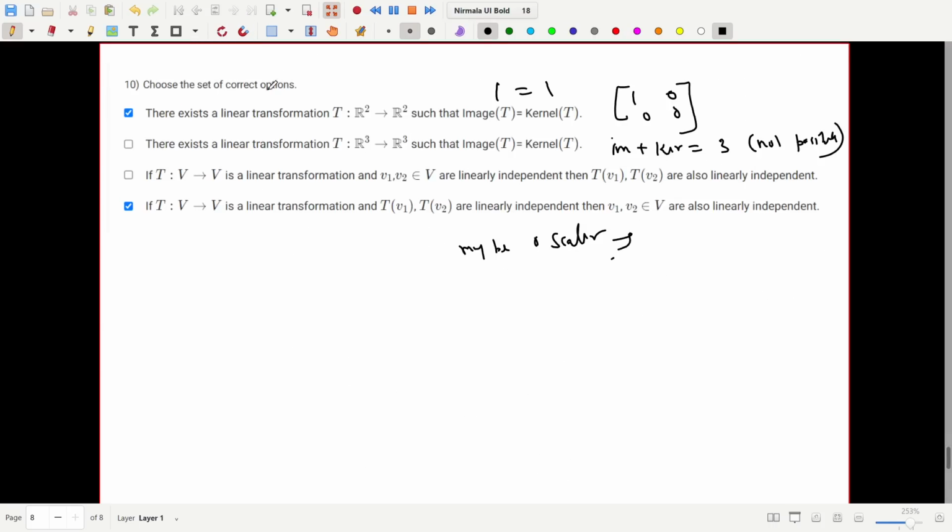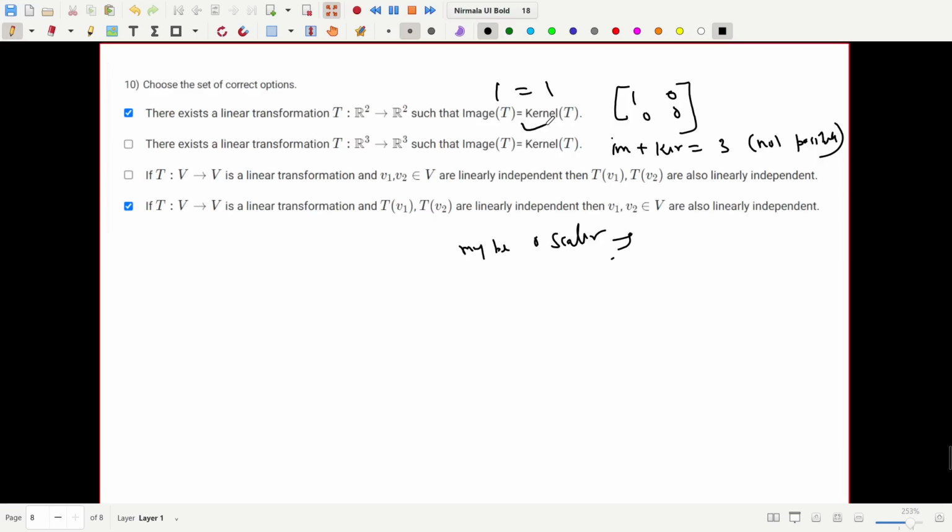Next question is, choose the set of correct options. There exists a linear transformation from R2 to R2 such that image T is equal to kernel T. Yes, it is of size 2, so it can have one image and one kernel, like 1 0 0 1. Here image size is 1, rank is 1, and kernel is 1.